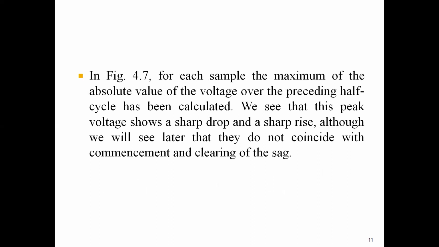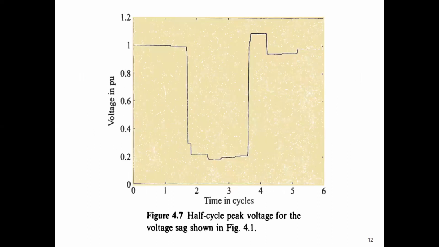So in the next figure, figure 4.7, I'll show you in a minute. I'll just directly show you the figure. It will be easier for you than reading this. This is the figure you can see here. So this is a half cycle as a function of peak voltage. For each sample, the maximum of the absolute value of the voltage over the preceding half cycle has been calculated. That's how we calculate using peak.